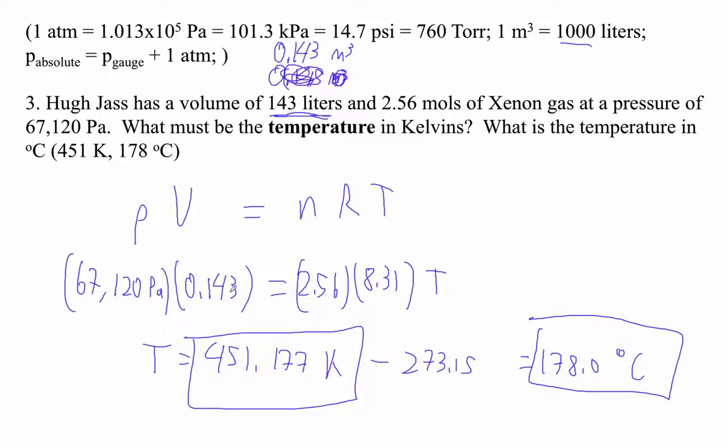So the only tricky thing there was we had to turn this into cubic meters, and then when we got the temperature, we had to turn it into Celsius.